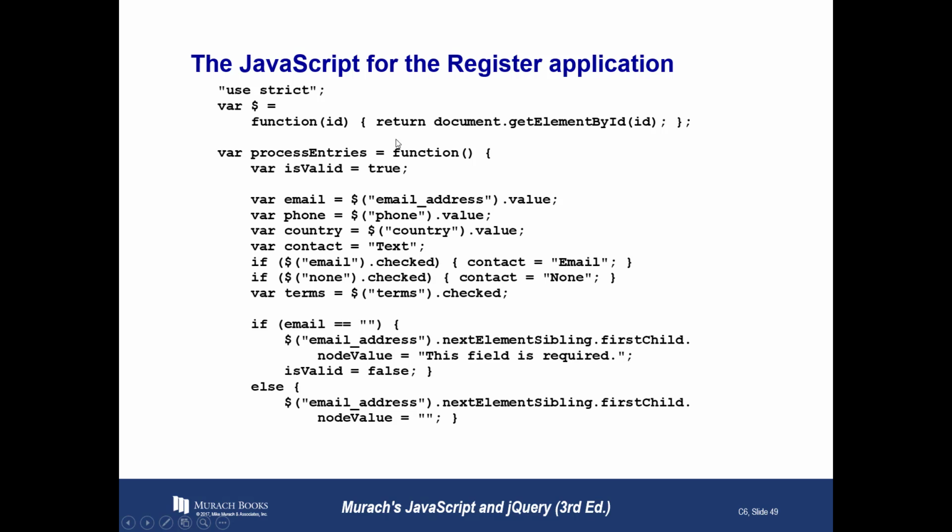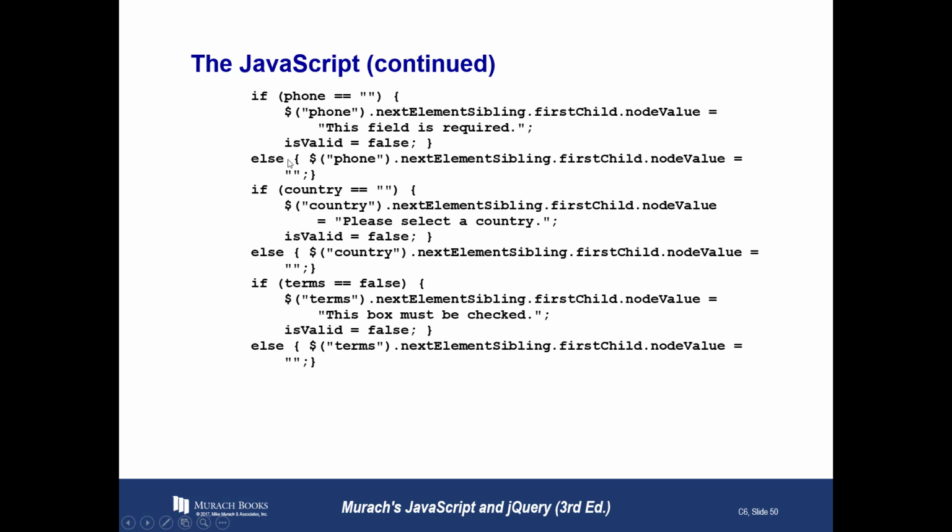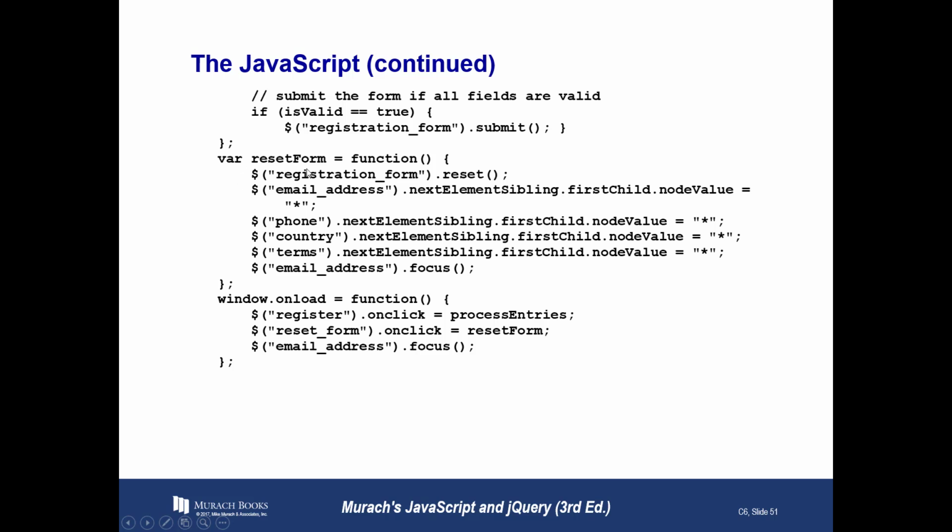All right, here's the JavaScript that goes along with that. We've got that use strict that we talked about earlier. We've got our alias here for our getElementById. We've got what's called an anonymous function right here. It's got all this code in it. All right, we've got this reset. So if we click the reset button, this is what we want to have happen.